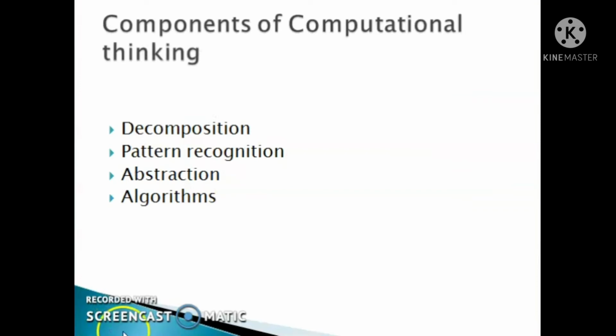Let us discuss the components of computational thinking in detail. Computational thinking is a technique used to solve problems logically and consists of four key components or pillars, described as decomposition, pattern recognition, abstraction, algorithms.